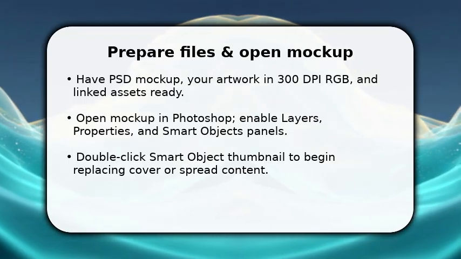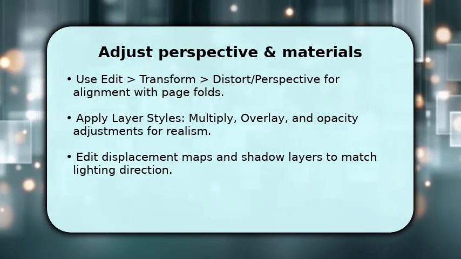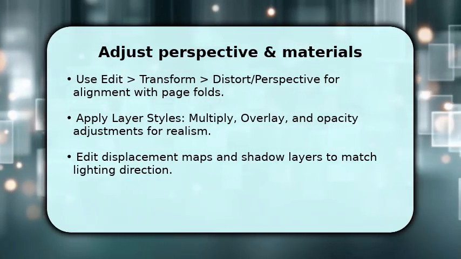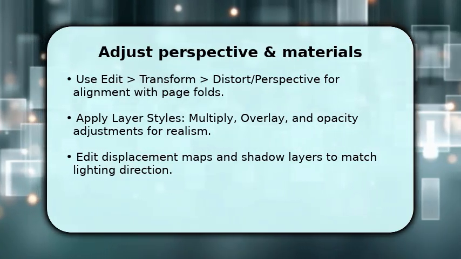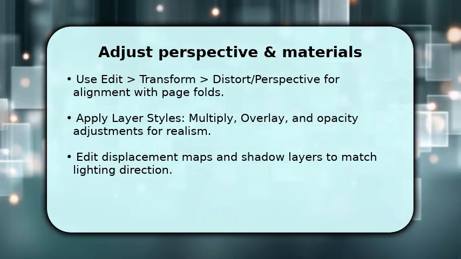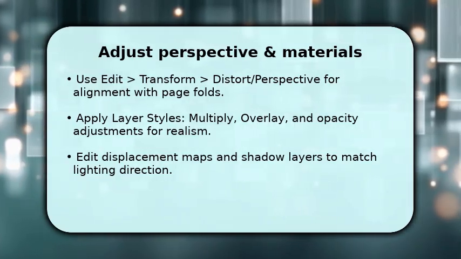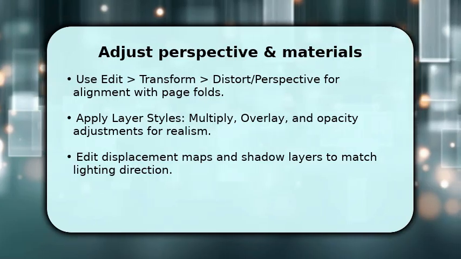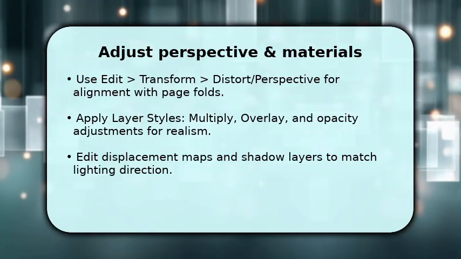Once your design is placed, you need to match perspective and surface feel for realism. Use Edit Transform and choose Distort or Perspective to nudge corners into the page planes. Make sure to sample existing folds and edges as guides. Then adjust layer blend modes like Multiply or Overlay and tweak opacity to integrate inks with paper texture. This is why mockups include texture and gloss layers.